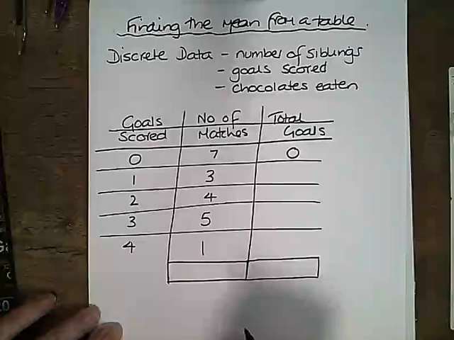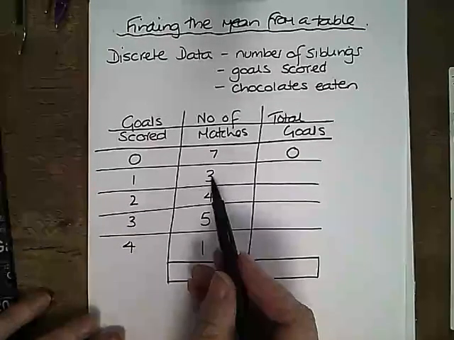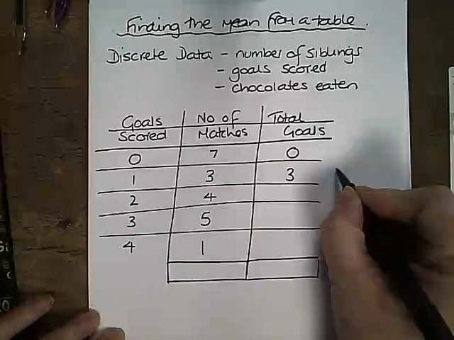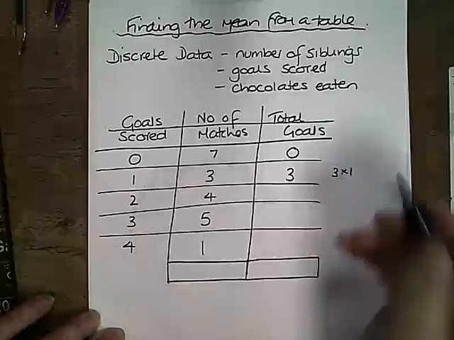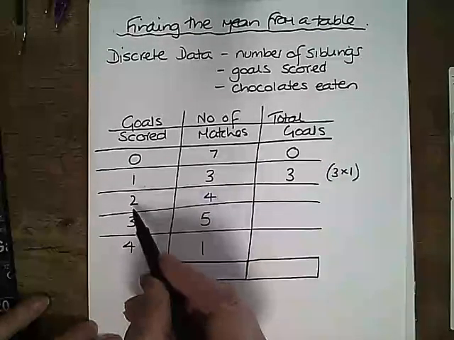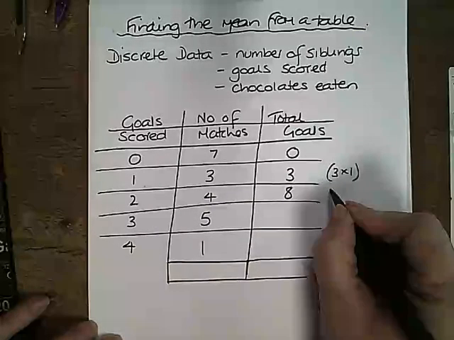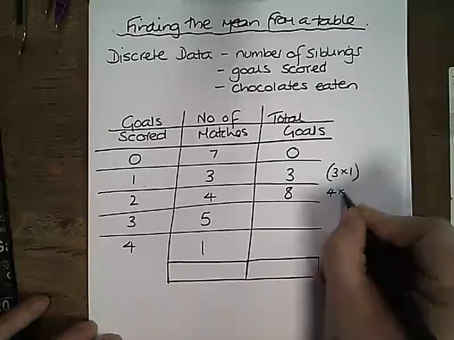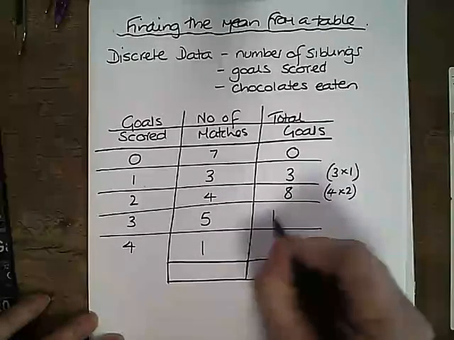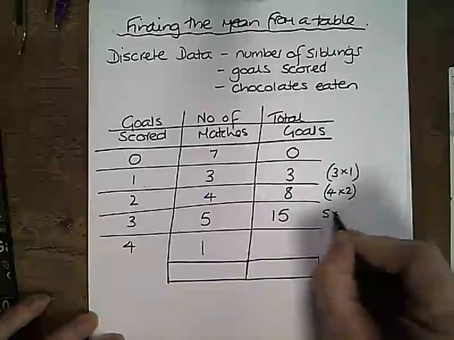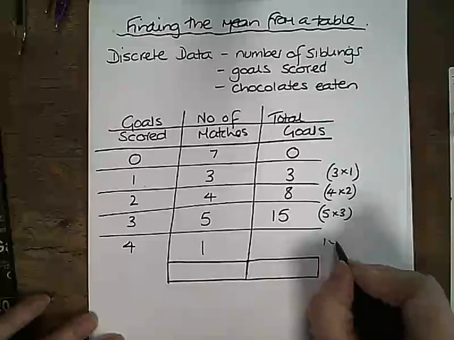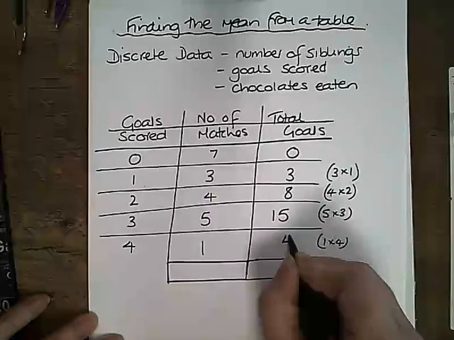There were 3 matches where 1 goal was scored, so that adds 3, because I'm doing 3 times 1. There were 4 matches where 2 goals were scored, so that adds 8 to our total, 4 times 2. There were 5 matches where 3 goals were scored, so that adds 15, 5 times 3. And there was 1 match where 4 goals were scored, 1 times 4 is 4.